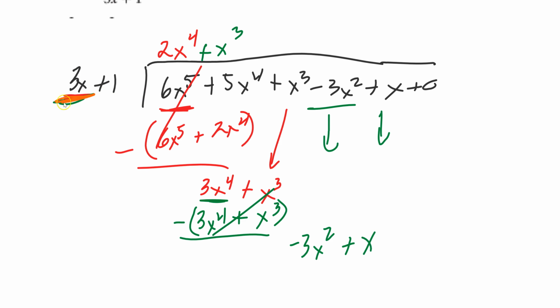What do you multiply 3x by to get negative 3x squared? That would be negative x. So negative x times that is negative 3x squared. Negative x times 1 is negative x. Subtract.